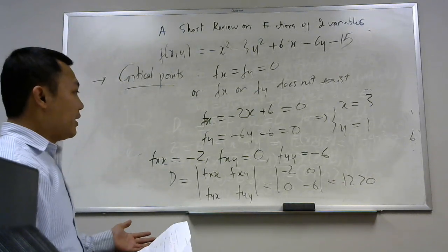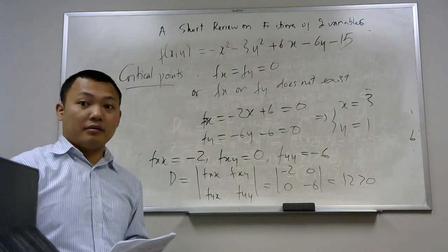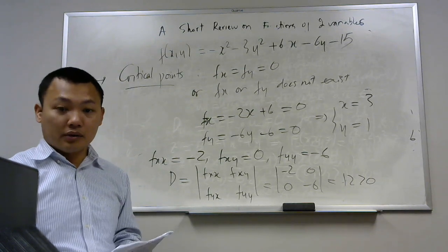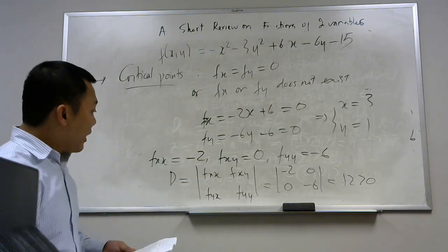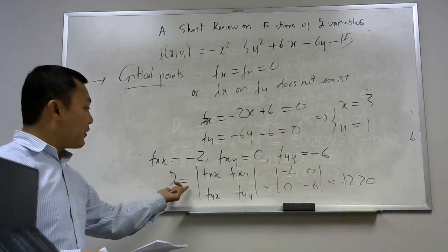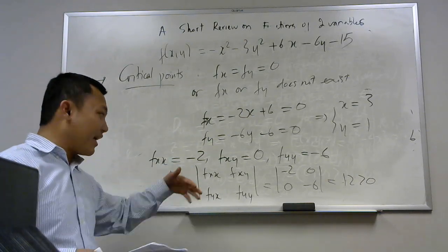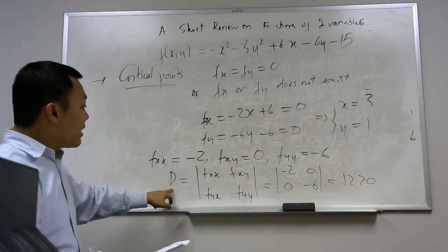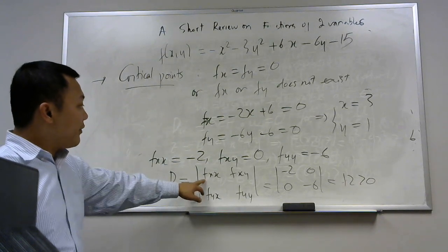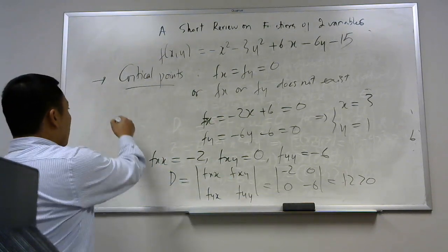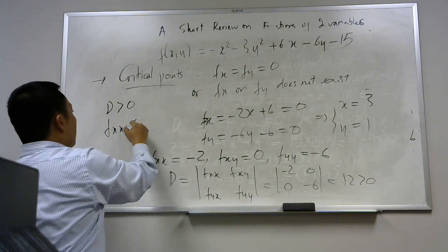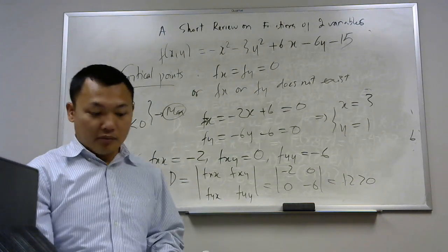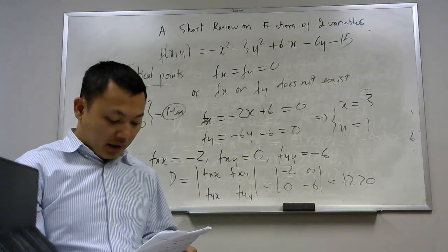So what does it mean? That means D is always greater than 0. So basically, this function does not have any saddle point. A function has a saddle point only if at some point D is less than 0. Remember that. So in this case, D is greater than 0, and fxx is negative, so this point should be a maximum. Of course, this point is a local maximum, and also a global maximum.